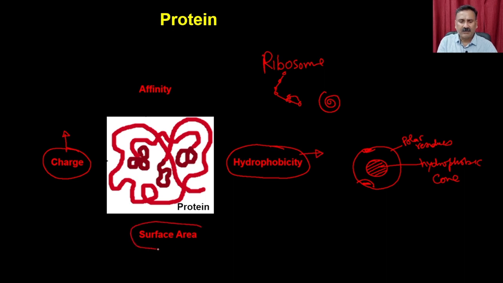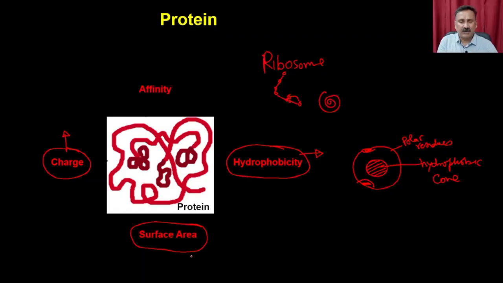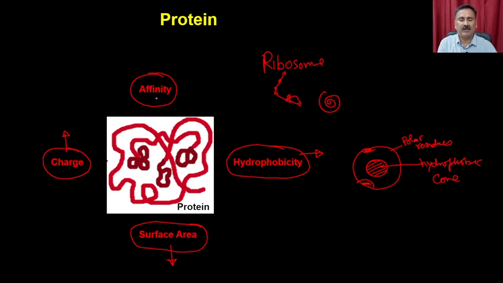Apart from that, proteins are globular in nature, so they acquire a surface area, and that surface area can vary between different proteins because different proteins are of different diameters. So that also is a very crucial property that can be exploited. Apart from that, a protein can also have an exclusive region with exclusive affinity for a particular molecule, and that can be exploited in affinity chromatography. So based on these four criteria, you can have different types of chromatography techniques.